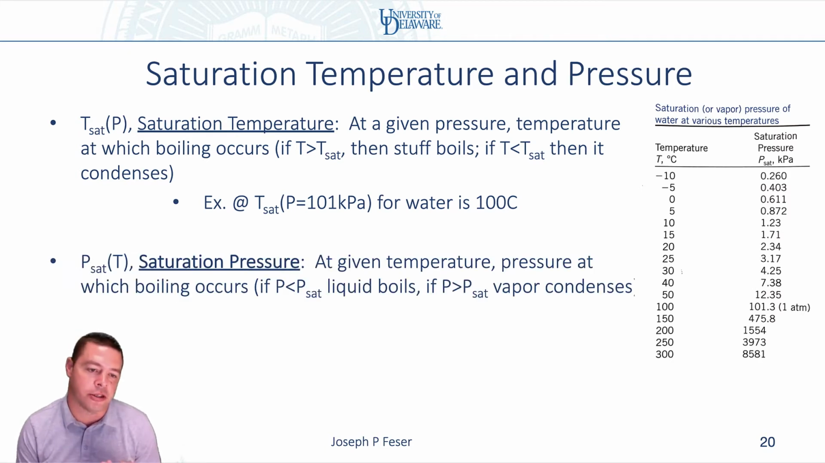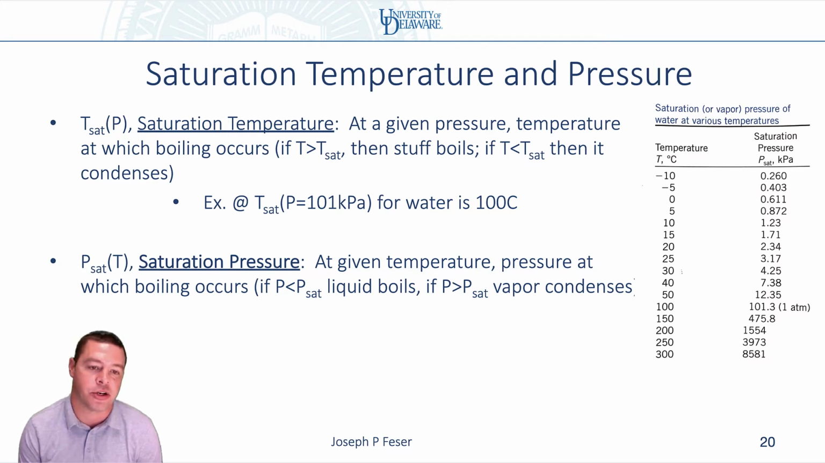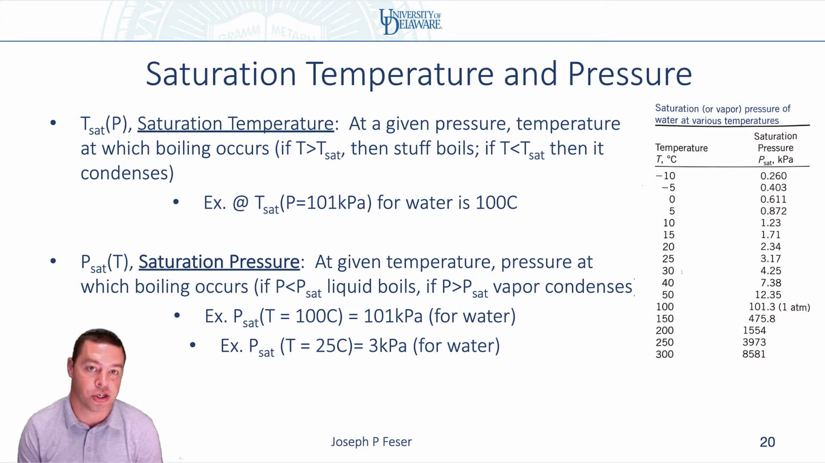The flip side of that is saturation pressure. I think this is probably the less understood one, but the more important one for fluid mechanics. It's really just the flip side of saturation temperature. At a given temperature, what is the pressure below which boiling will occur? Or the flip side of that is the pressure above which vapor will condense back into liquid. So the saturation pressure at 100 degrees C for water is exactly atmospheric pressure, so 101 kilopascals.